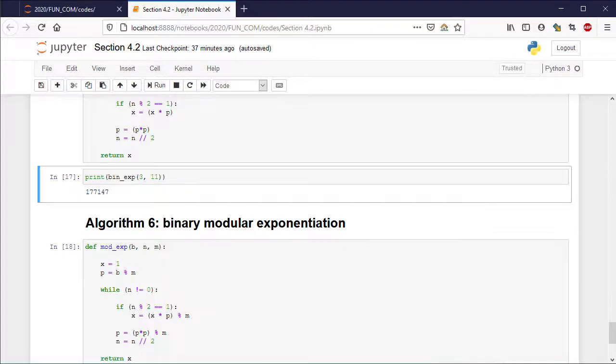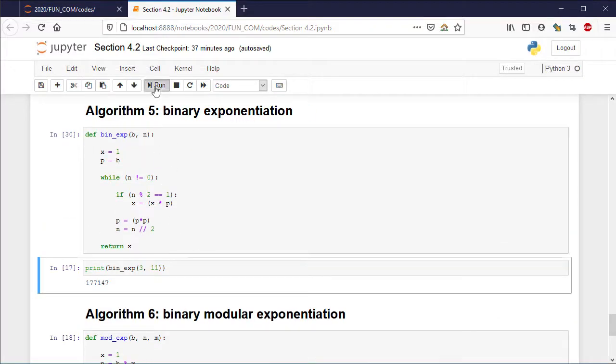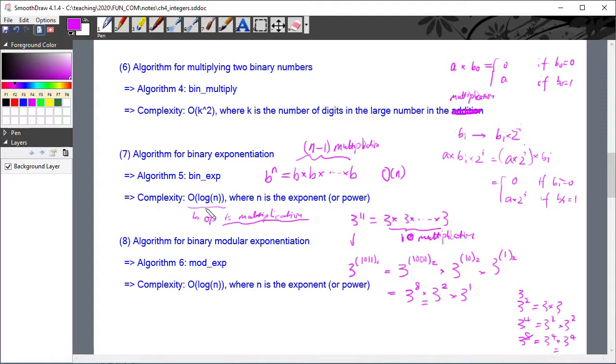Anyway, now let's see this execution. By doing this, as I already explained, from the simple and trivial implementation that requires big O n, now with the binary exponentiation algorithm, the complexity is big O log of n, which is much, much smaller.